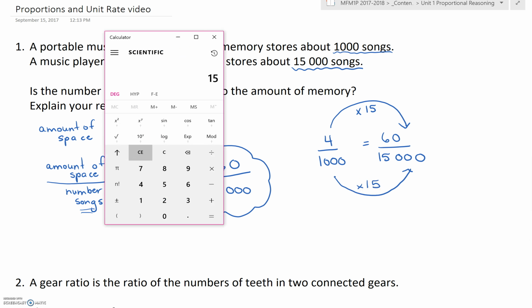So we can check that. We just do 1,000 times 15, and it does indeed give you 15,000. So that's one way of doing it. Again, you could do it with divisions.